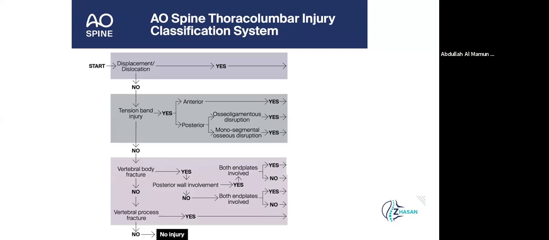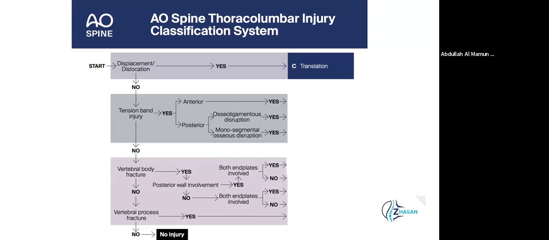Yes, it is very boring, but you can start with seeing the X-ray and CT scan. Okay, first you see for displacement or dislocation. Is it present or not? If there is any kind of displacement or dislocation, then you can be sure it is a translational injury. That is type C, the most severe.